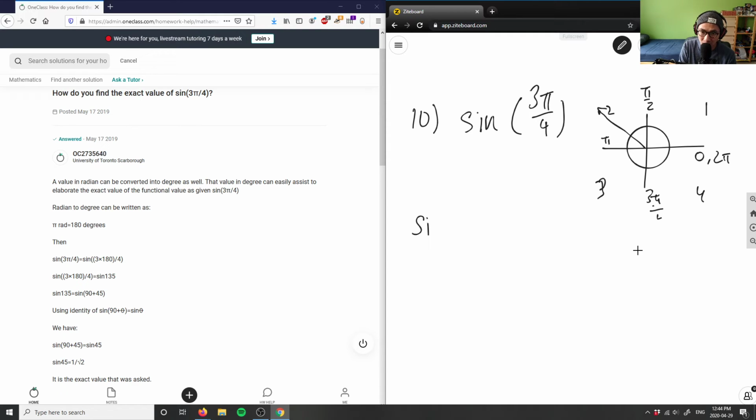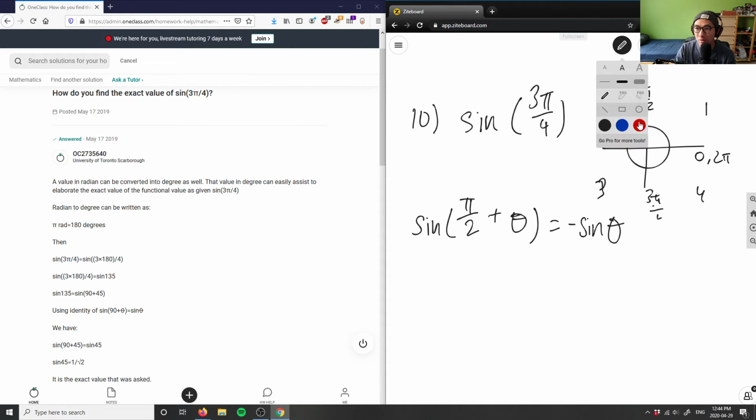So we know from our identity that sine of pi over 2 plus some angle theta would give me negative sine theta, right? Because if you remember our CAST rule, this is the cosine region, this is S, and this is T. Or sorry, this is not a negative number. This is positive here. In quadrant 2, sine is positive. Obviously, in quadrants 1 and 2, sine is positive.